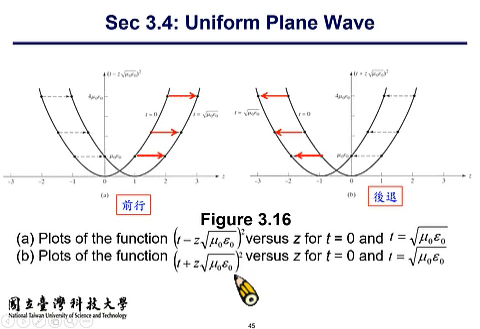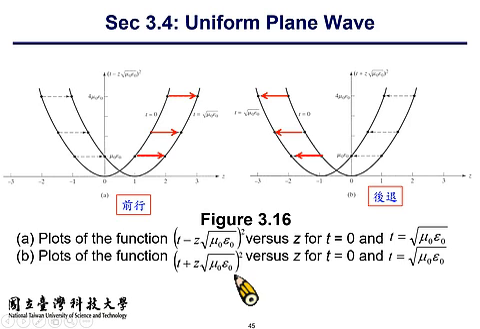And the inverse of the square root of mu times epsilon is 3 times 10 to the 8th. That is the velocity of light, the velocity of electromagnetic wave in free space. Okay?